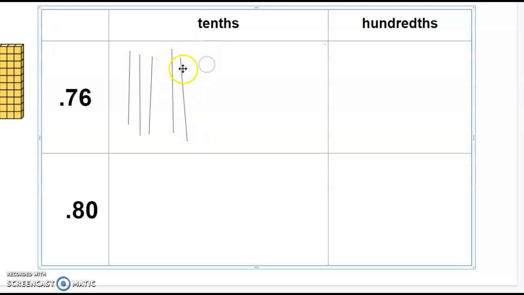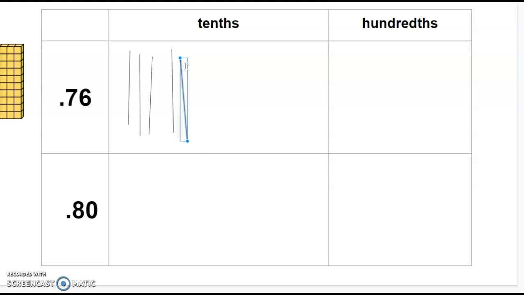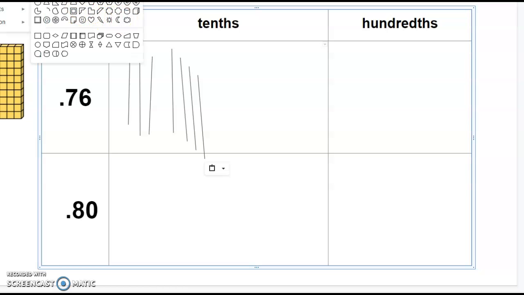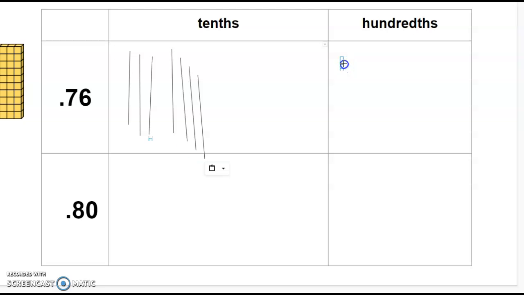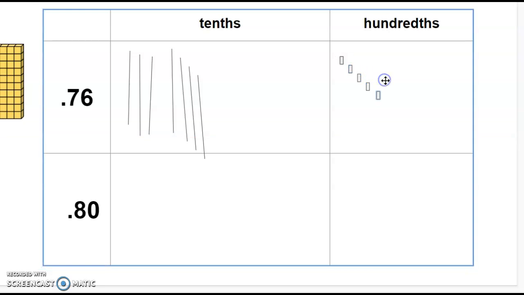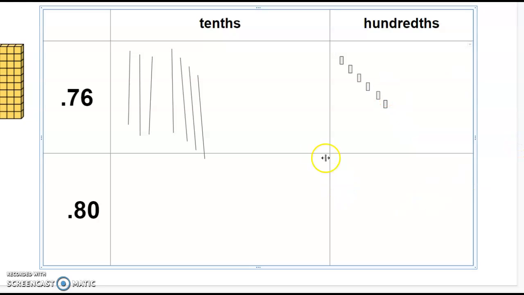5, 6, 7, and then I need hundredths. I need a little dot. I need one little box. So I need 1, 2, 3, 4, 5, 6. You can draw that yourself. So I have 7 and I have 6.